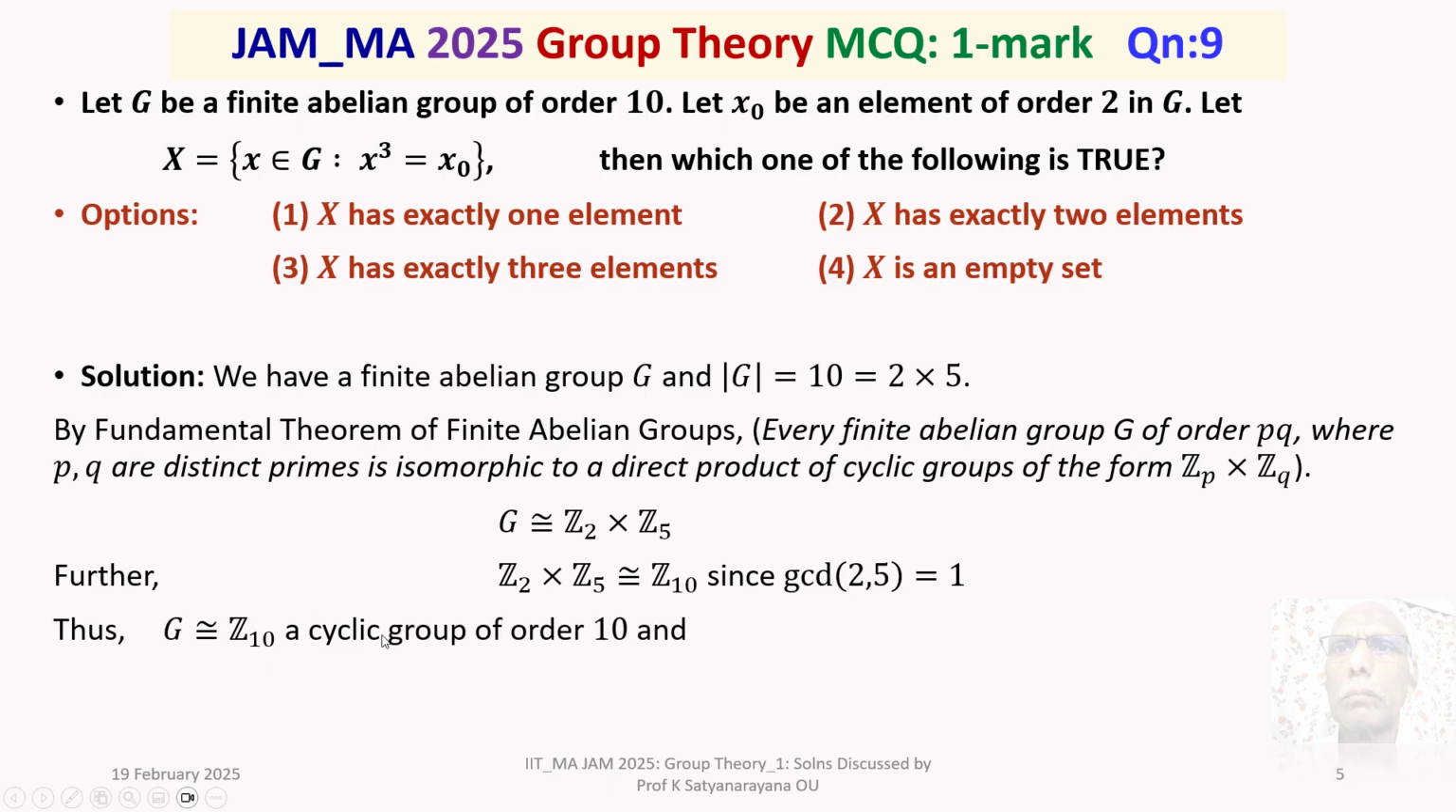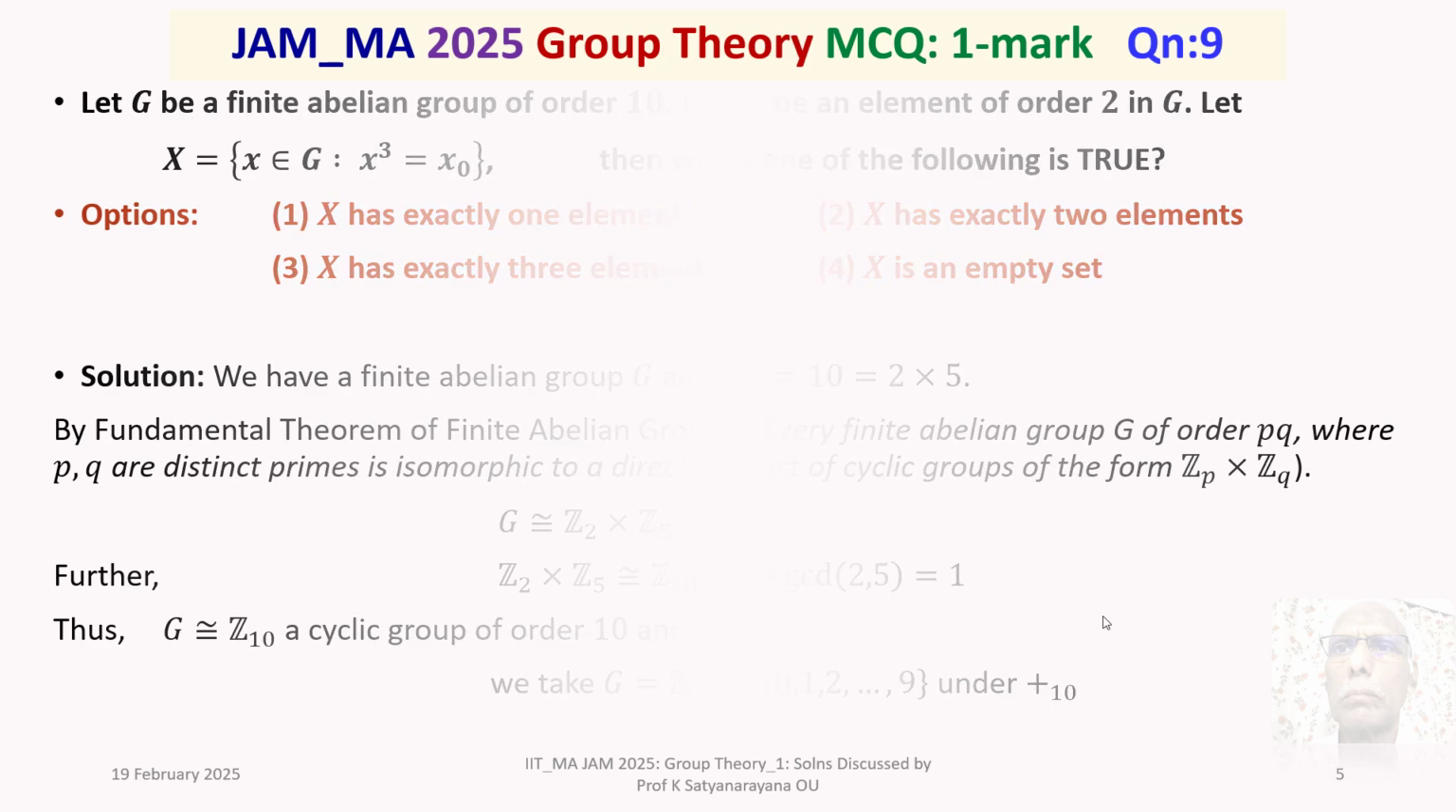What is Z10? A cyclic group of order 10, and thereby G is a cyclic group of order 10. And we take G is equal to Z10 itself. What is Z10? It consists of 0, 1, 2 up to 9. These are the elements of Z10 under addition modulo 10. We continue in the next slide.